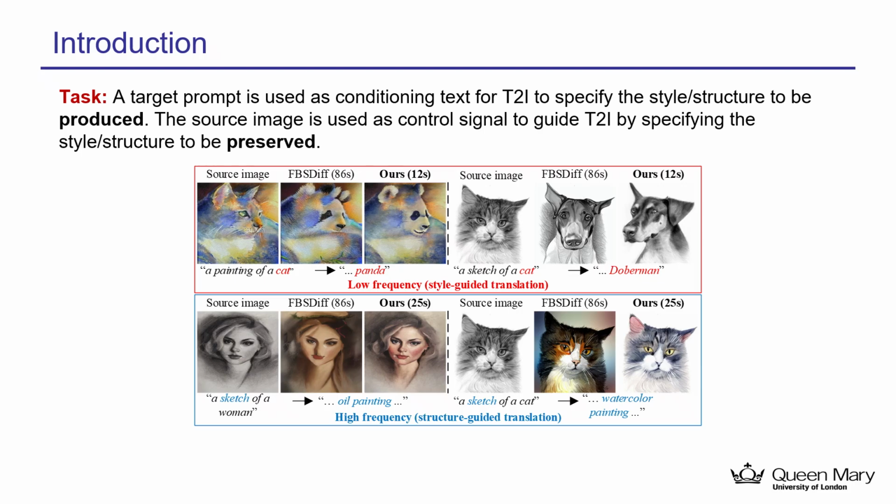Let's take a look at this example here. For this lady, this is the source image and it has the source prompt, a sketch. If we want to translate this image from a sketch to an oil painting, we use another target prompt that says oil painting of a woman. So we get this output. This is the structure-guided translation. It is similar for cell-guided translation, like from a cat to a dog.